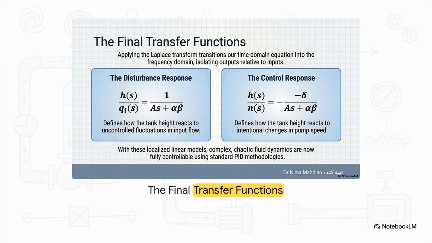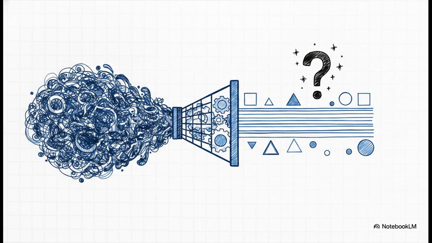By applying the Laplace transform to this new setup, we get two completely distinct responses. The disturbance response defines how the tank height reacts to uncontrolled fluctuations in the fluid coming in, and the control response defines how the tank height predictably reacts when we intentionally change the pump speed. By using these localized linear models, we've successfully taken completely chaotic fluid dynamics and made them fully controllable using standard PID methodologies.